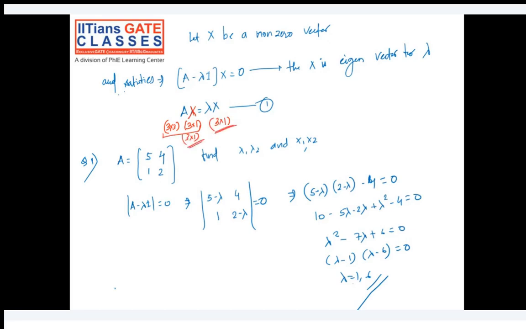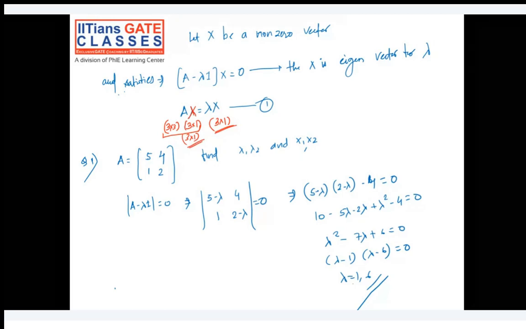Just to revise once again, how to calculate eigenvalues and eigenvectors. First of all, you have to create a characteristics equation: the determinant of A minus lambda I equal to zero. You will get the eigenvalues. And corresponding to each eigenvalue, you will get the eigenvector by the equation A minus lambda I times X equal to zero. Let me give you a simple question first, and I'll explain the procedure of how to calculate eigenvalues and eigenvectors.